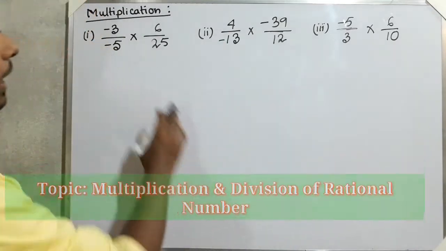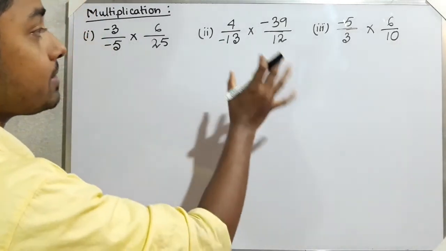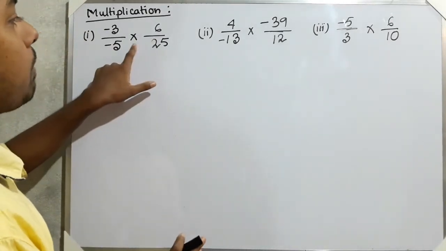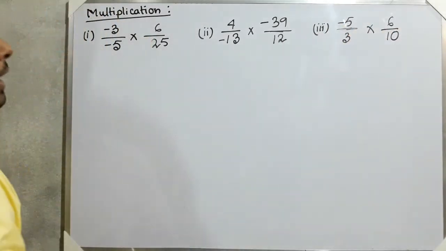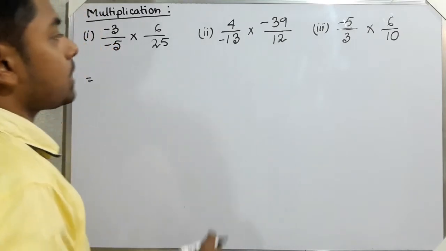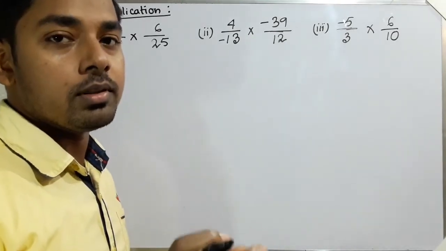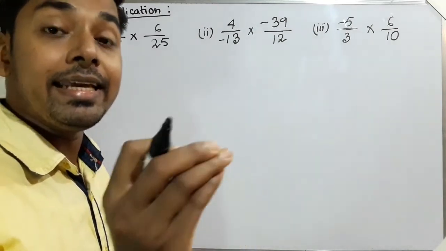Okay, you can see I have taken three examples here, and we will multiply these rational numbers. You can see this one rational number, and we have to multiply. How to multiply the rational numbers? Before starting this topic, you should know one rule that you have already done in the chapter of integers.